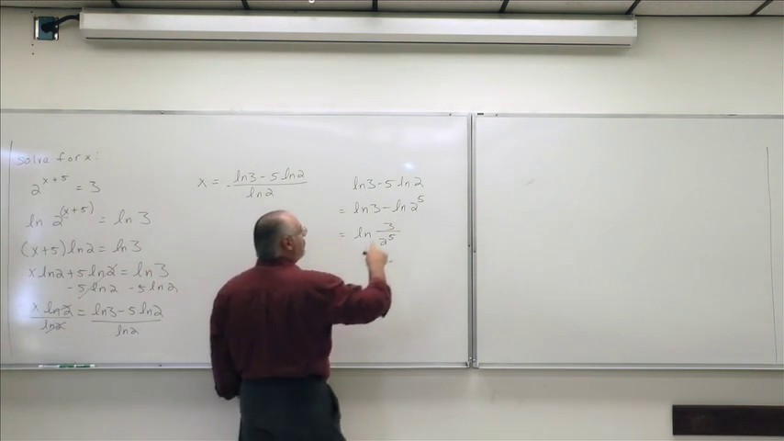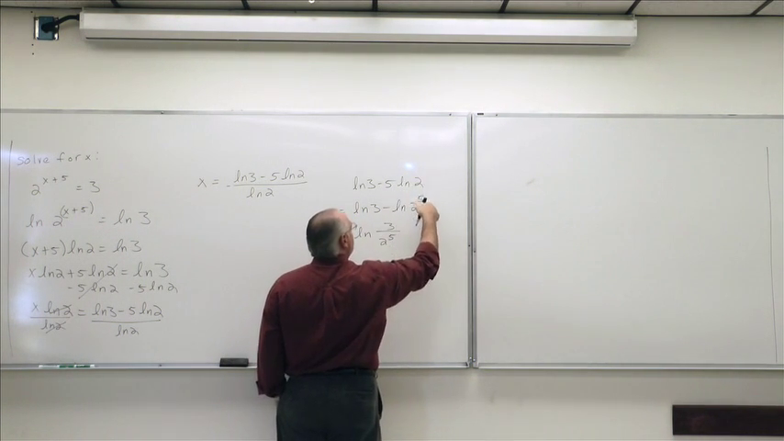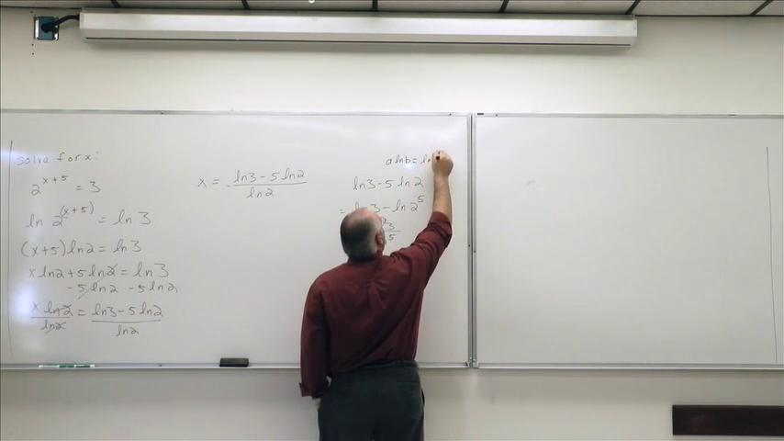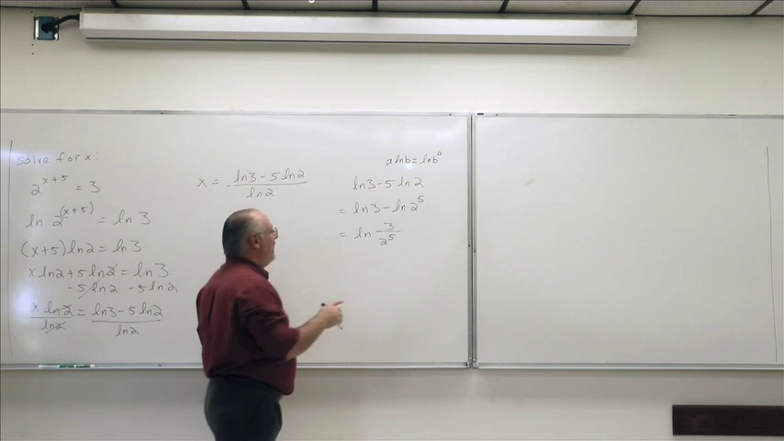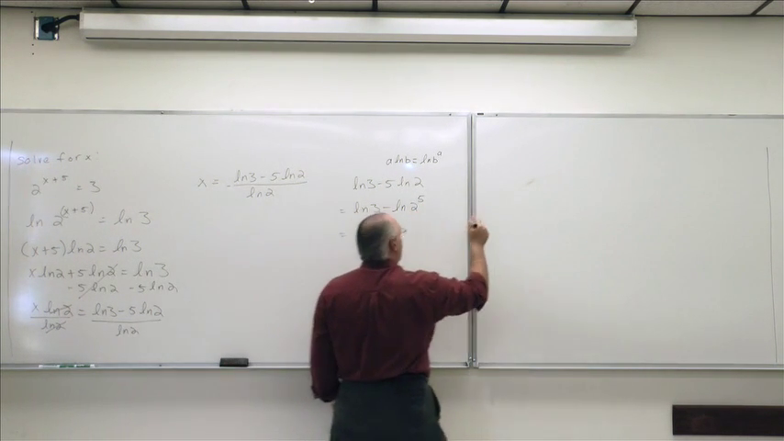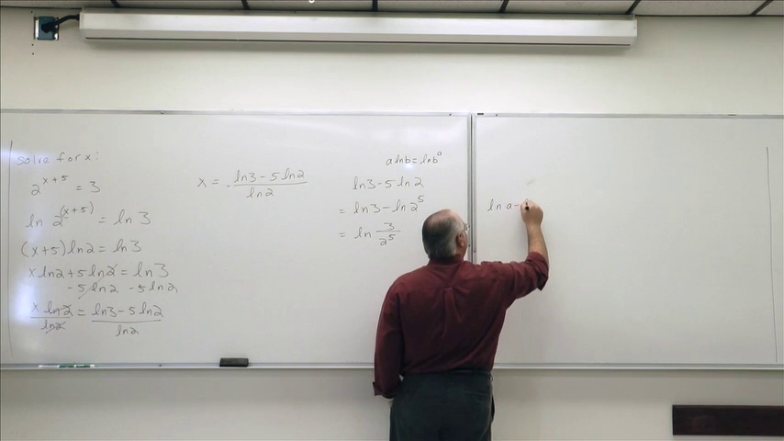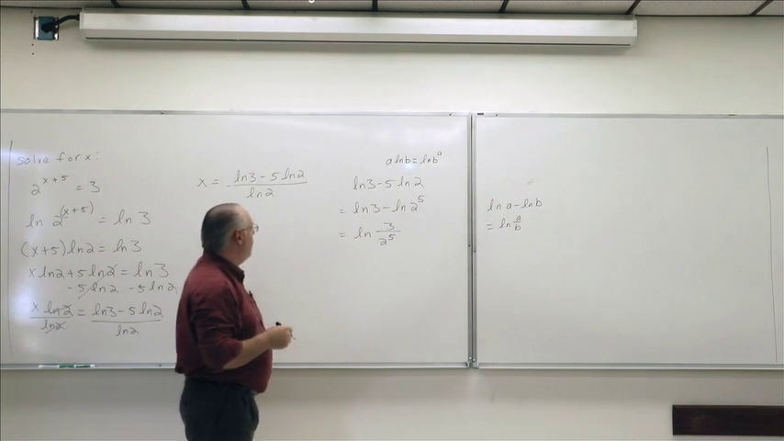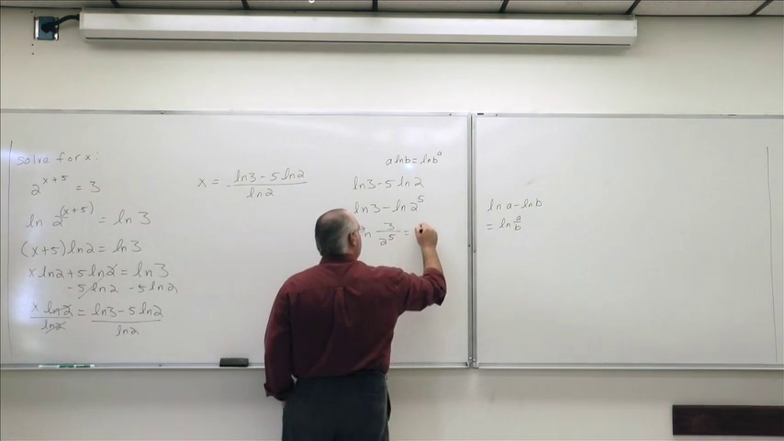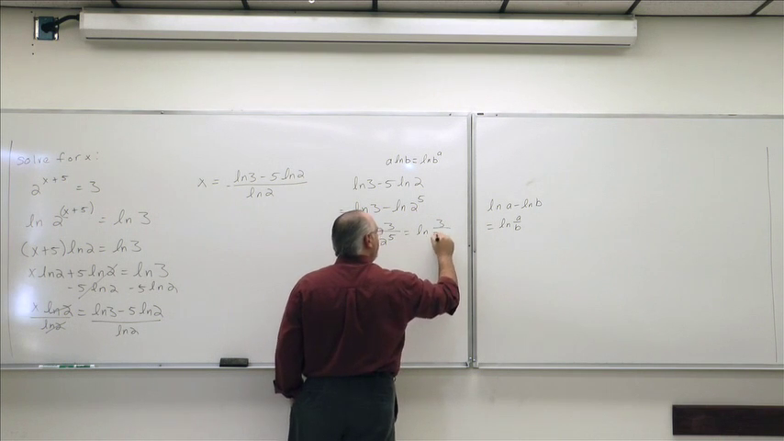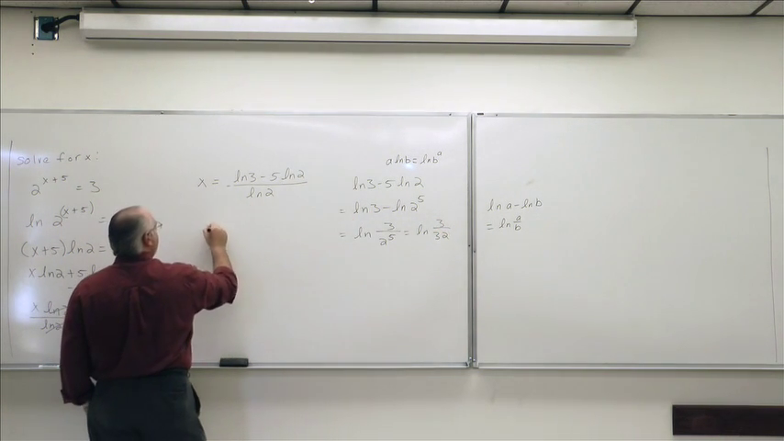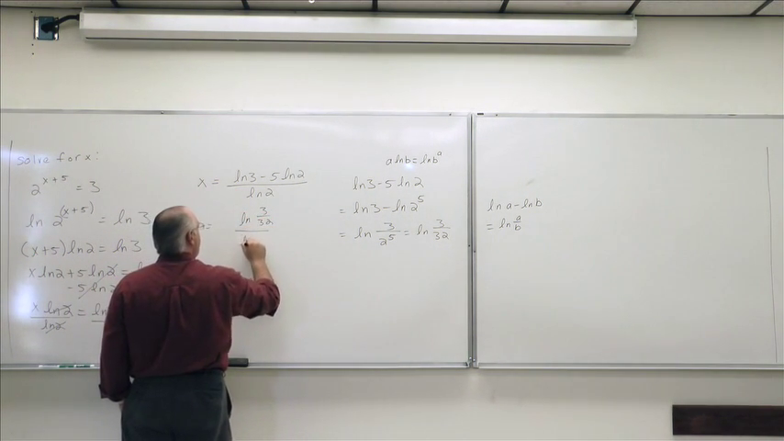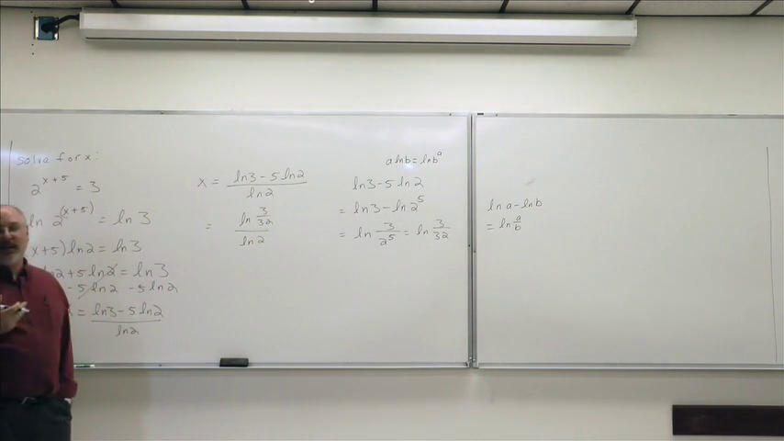All right, remember all I'm doing here is a times the natural log of b is equal to the natural log of b to the a. And then to get from here to here, I'm using the natural log of a minus the natural log of b is equal to the natural log of a over b. So now that I have that, 2 to the 5th is 32. So then the answer is the natural log of 3 over 32 over the natural log of 2. And that's pretty easy to plug into the calculator.